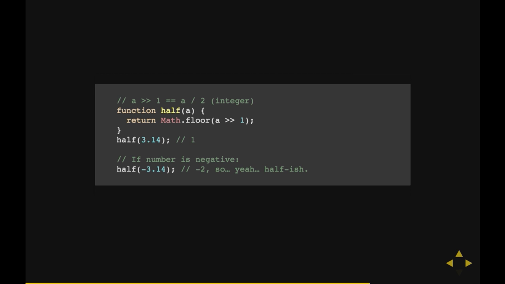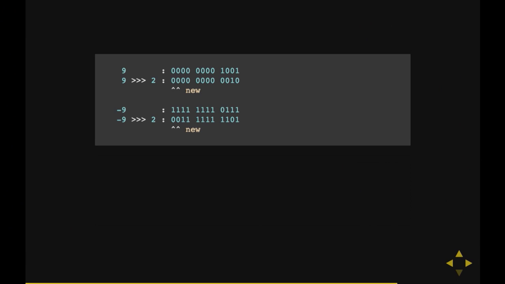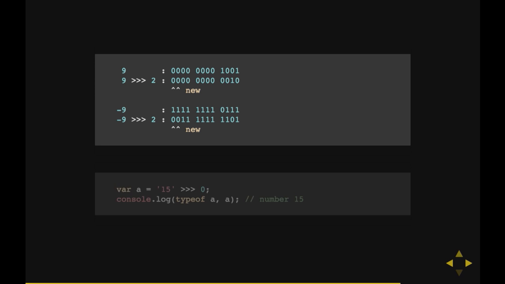You can do kind of a half, but not exactly a half, because it's a floor even with negative numbers, so it's like a half-ish that you can implement with this. And finally, we have the last shift, which is zero fill. It's like the previous one, but it doesn't matter what the sign is. You're just pushing zeros in from the left. And you can do things like this. It's like parseInt without radix, but don't ever do this.